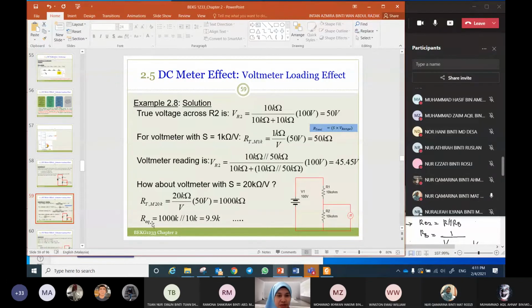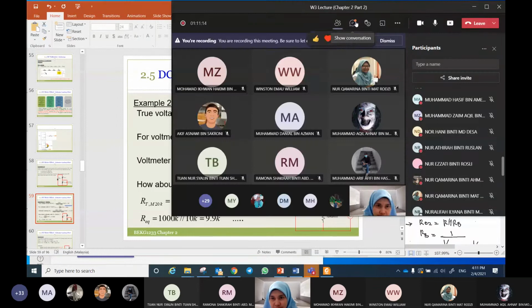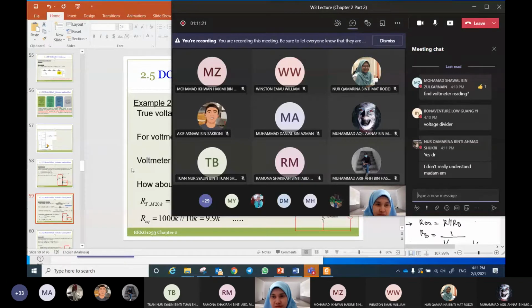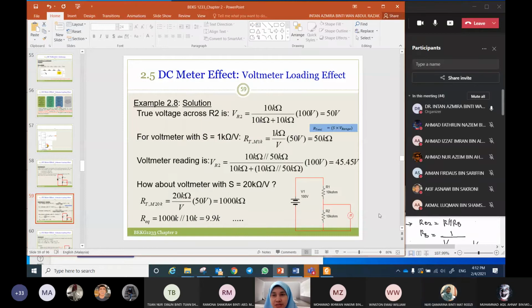Okay, what is the next step? After we calculate R equivalent for the second voltmeter, the next step is... What is the next step? Don't understand? Okay, who wants to answer? What is the next step? Find the voltage. Which voltage? The voltage VR2, right?